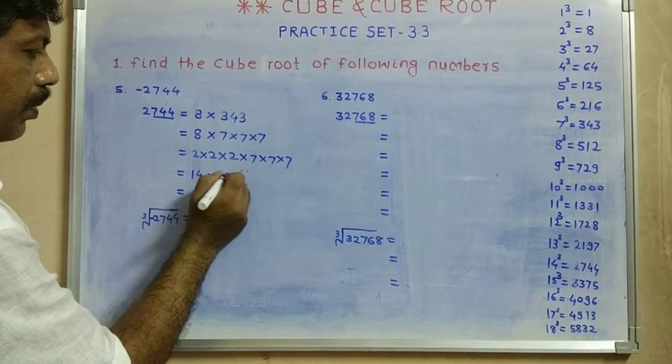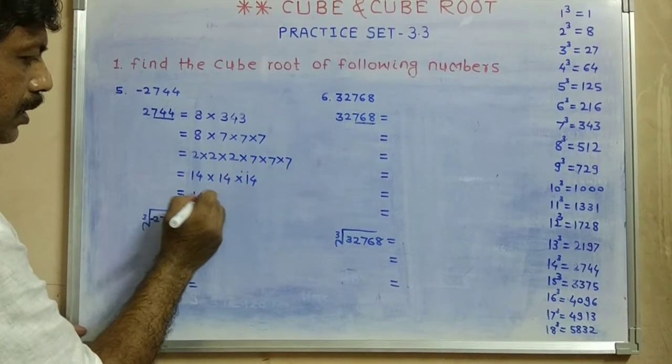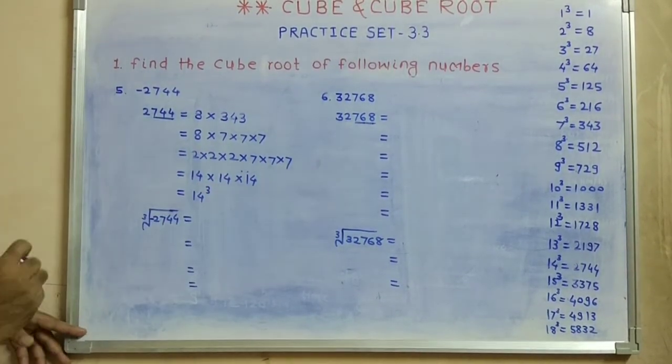Again 7 2s are 40. It means that this number is nothing but the 14 cube.